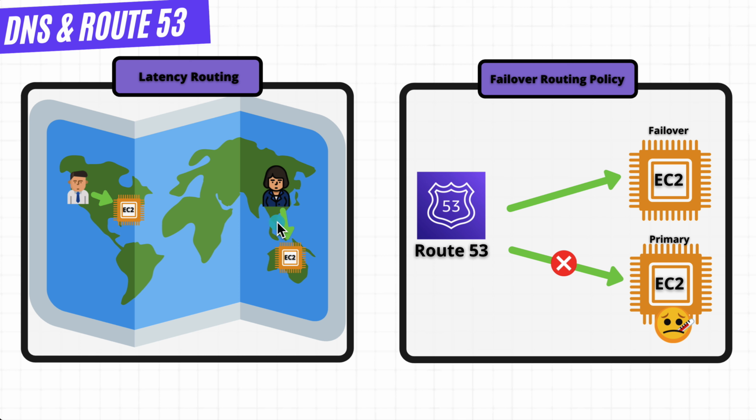Next, we have latency routing policy, where Route 53 will direct you based on the lowest latency route to resources. And finally, we have the failover routing policy, where we have more than one IP address associated to a domain name, and Route 53 will use health checks to verify that the primary instance is healthy, and if it's not, it will fail over to the secondary instance.